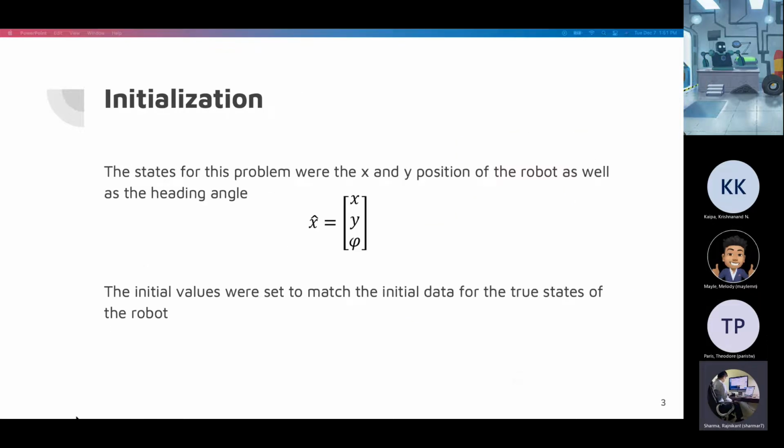So for the states of this problem, it's pretty simple. As it's on a flat plane, we only have to worry about the X, Y, and then the phi angle of the robot. And the initial values for the EKF are set to match the initial data for the true states of the robot, just for simplicity's sake.